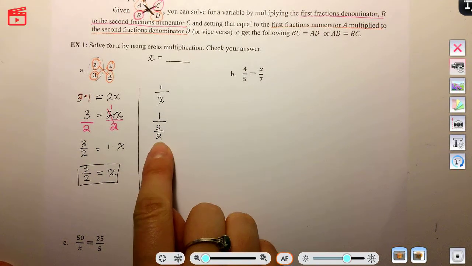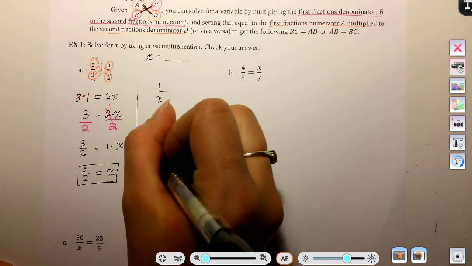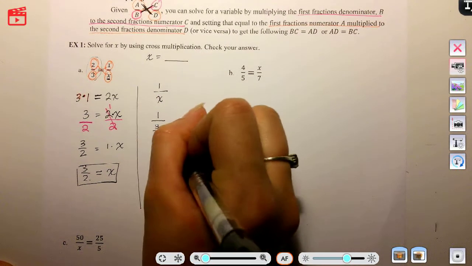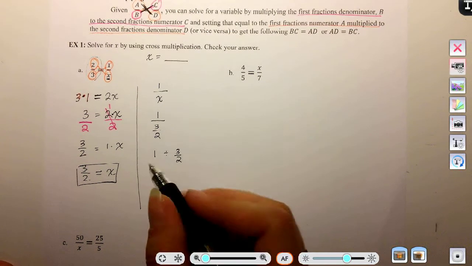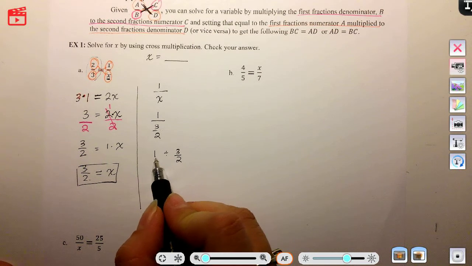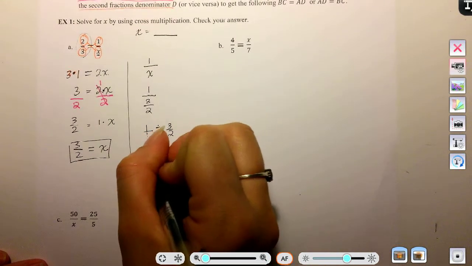That looks nothing like 2/3 yet, but remember we can do this division. That's 1 divided by 3 over 2. And we know how to do division with 2 fractions. You might say, wait, that's not a fraction. Remember, we can put that as 1 over 1.